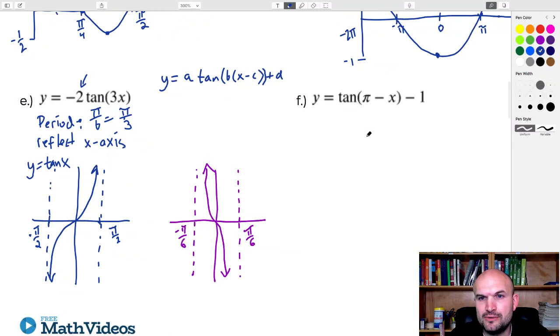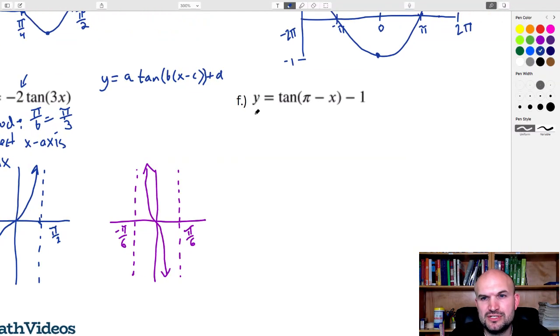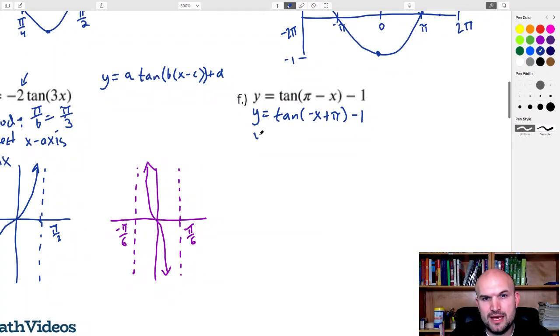So I'm going to want to rewrite this. We'll do this a couple different ways. Let's rewrite this as y equals tangent. Let's put the x in front, negative x plus pi, minus 1. And then we notice we have to factor out that b. So y equals tangent of, factor out a negative, and you're left with x minus pi, and then still minus 1.